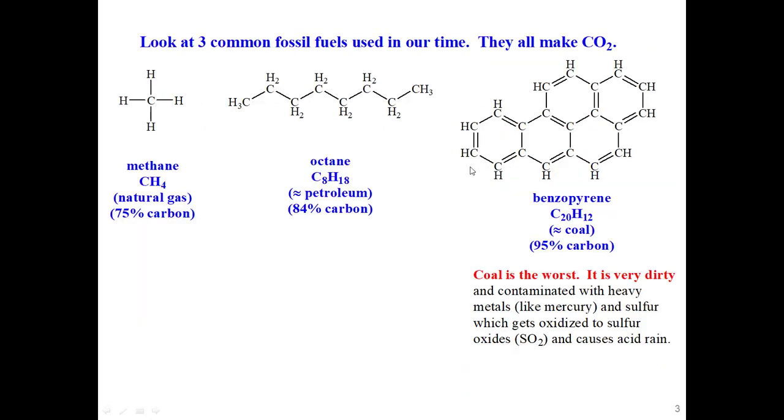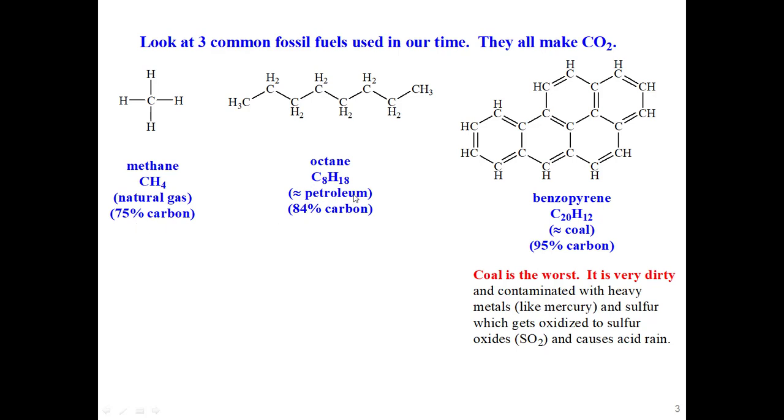so we want to make sure about what we're doing. When we look at fossil fuels, there are 3 categories that we typically discuss. There's natural gas. Natural gas is mostly methane. The good thing about methane is it's less carbon. It's 75% carbon. The bad thing is it has carbon, okay, which makes carbon dioxide.